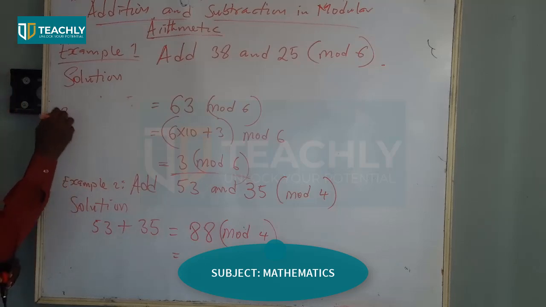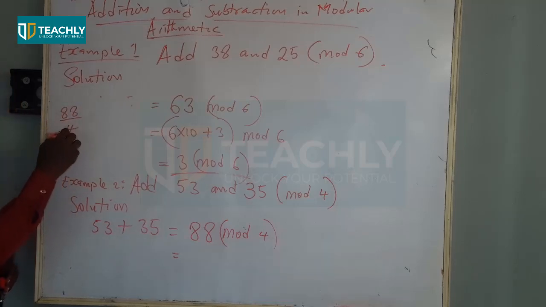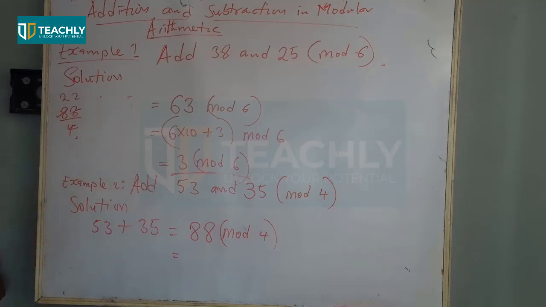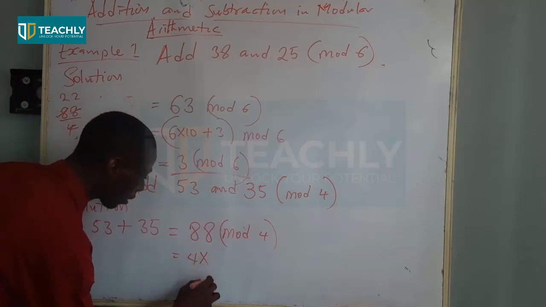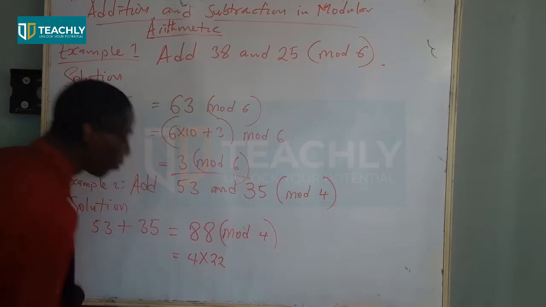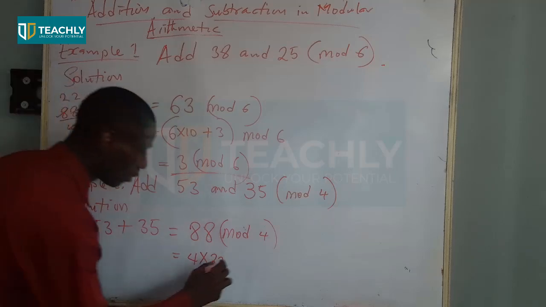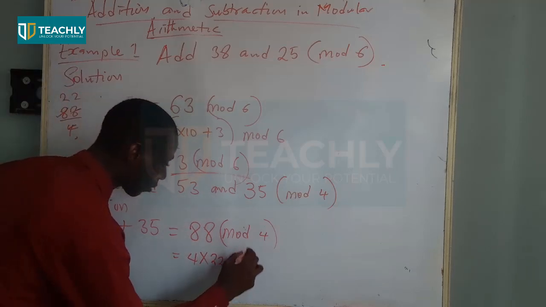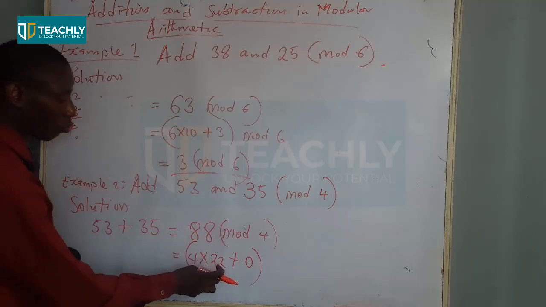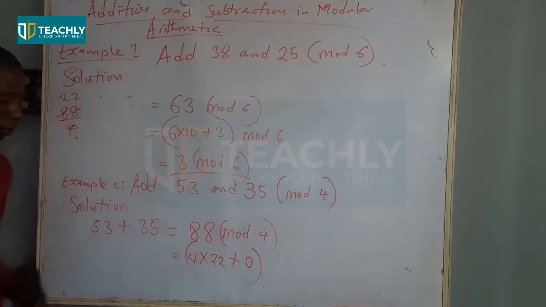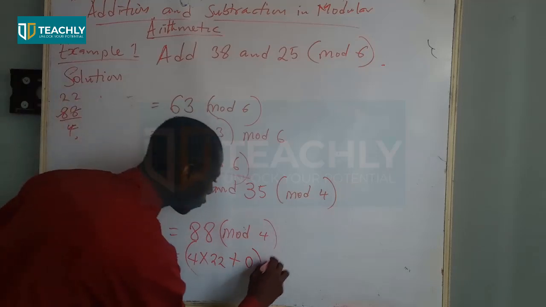It can be something like this. 4 in 8 here we have 2. 4 in 8 here also we have 2. That means this one can be 4 times 22. Remainder what? Remainder 0. So that means your 88 is 4 times 22 plus 0 in modulo 4.